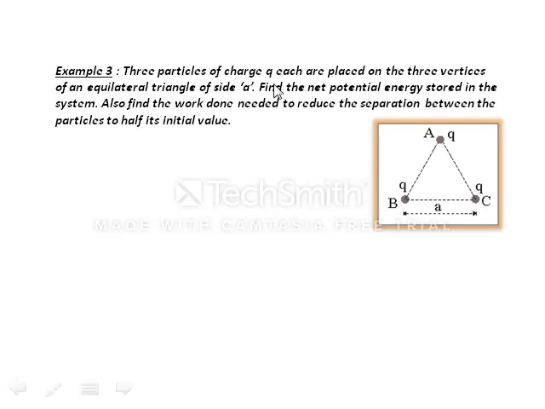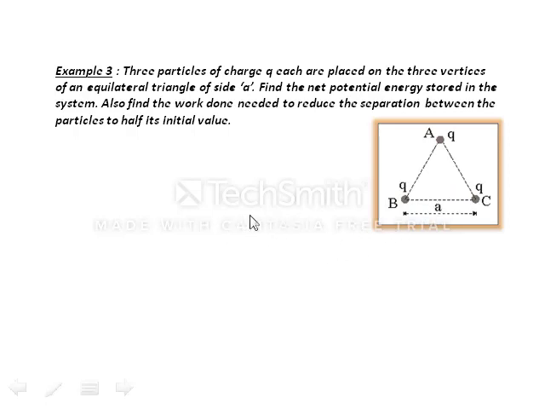Now here in this system, there are three particles, each having charge Q, and they are placed on the three vertices of an equilateral triangle of side a, with vertices A, B and C. You have to find the net potential energy stored in the system, and also find the work done required to reduce the separation between the particles to half its initial value. Means we want to bring them closer so that the separation between any two particles becomes a by 2.